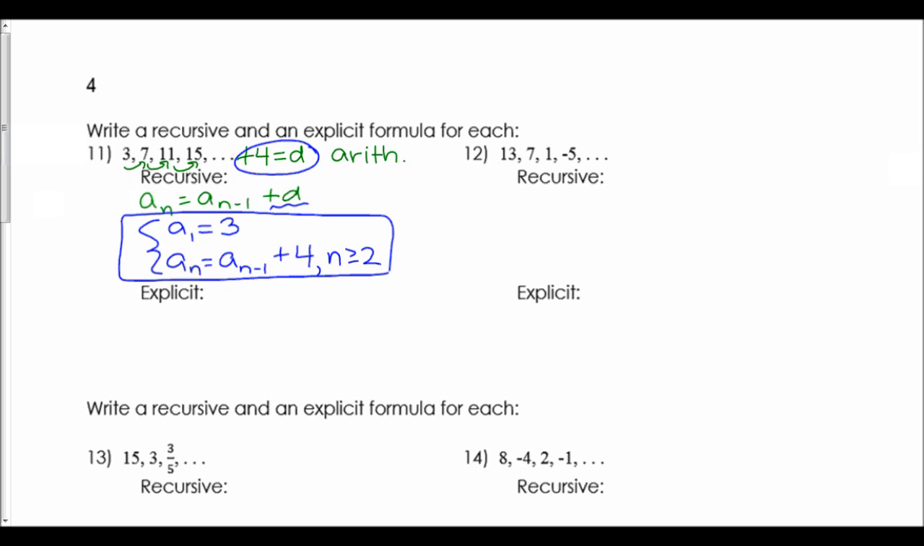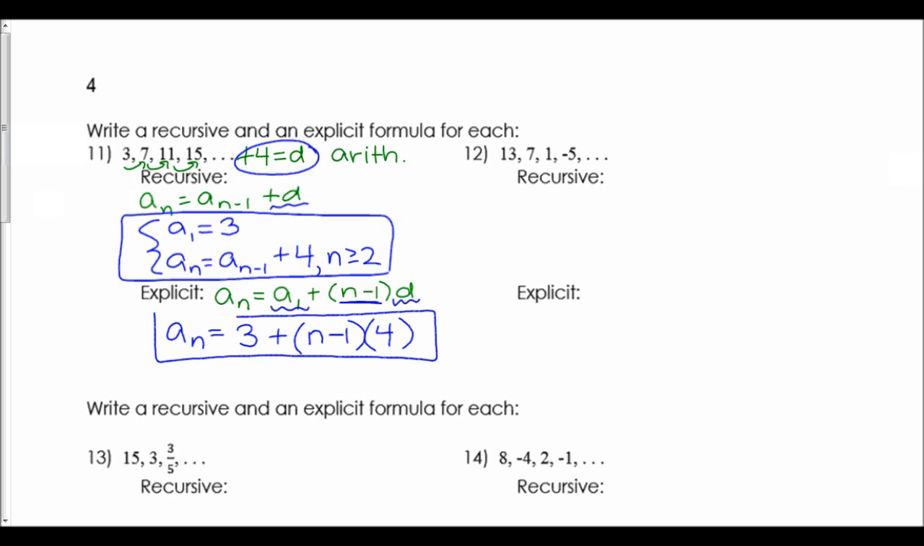Okay, if we were going to write an explicit formula for this, I would look up the explicit formula on my formula sheet. That's a sub n equals a sub 1 plus n minus 1 times d. So in the explicit formula, I'm going to need to start out with an a sub n. Then I'm going to plug in a sub 1 for my formula, which was 3. Then I need to leave the n minus 1 in the formula, so I have something to plug in for n. And then I'm going to plug in d. D was 4, my common difference, so I plug that in.